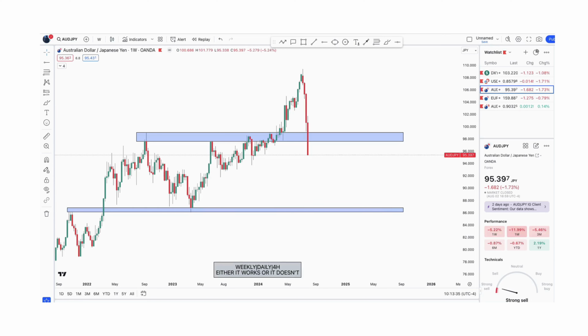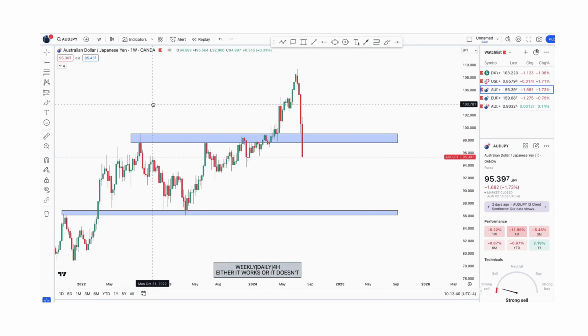All right, so we're going to hop over to the yen pairs here. On the weekly time frame, we have AUD JPY. Price was pretty much bullish at one point in time.